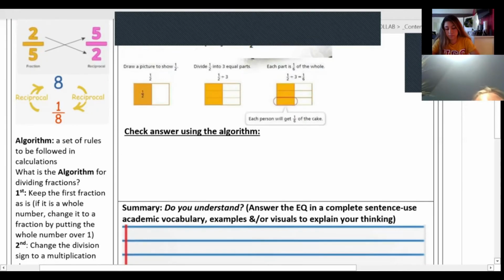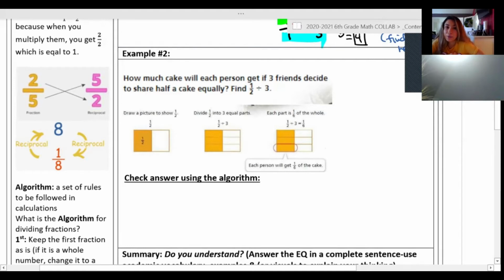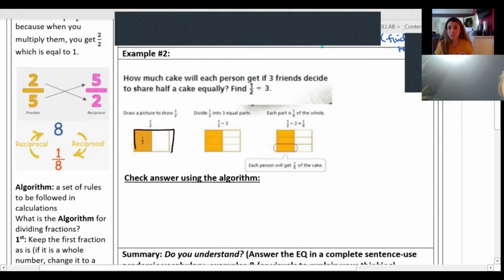All right, so let's go down to example number 2. In example number 2, how much cake will each person get if 3 friends decide to share half a cake equally? Okay, so find 1/2 divided by 3. All right, so here we're going to draw a picture just to show 1/2. Okay, so we have our whole cake, and we're going to split it in half, right? And then we're just going to shade in just one piece because that will represent that one part of our total, which is 2. We have 2 total, or just 1.